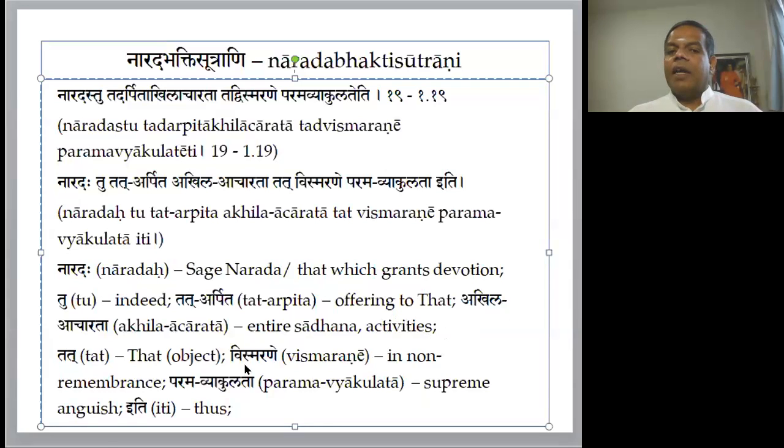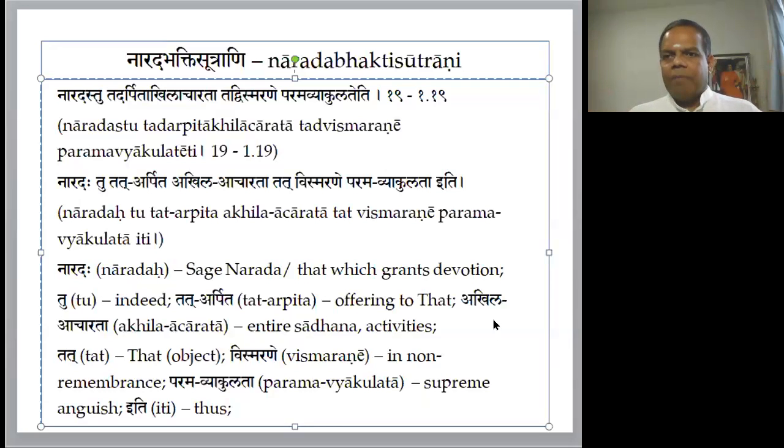The next one is Akhila Acharata. Akhila means the entire. Khila means something which is part or pieces. Akhila means the whole. Acharata means whatever our activities are, whatever we follow. I've used the word sadhana. Acharata means doing that which has been prescribed, to demonstrate it in one's life. So there are many meanings which we can get.